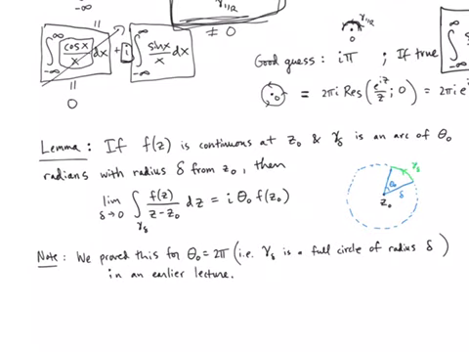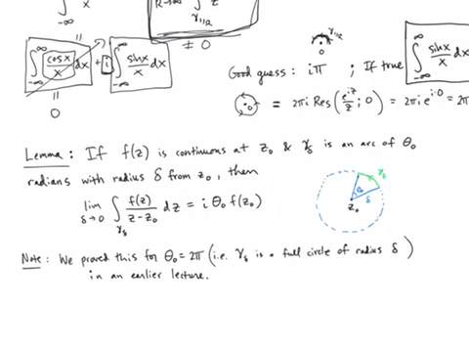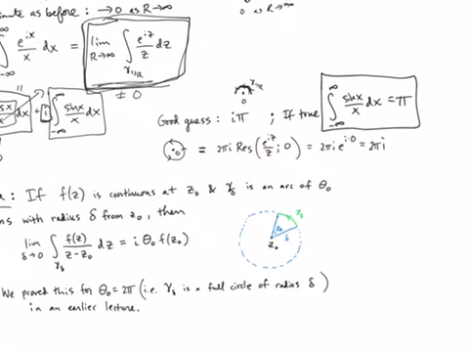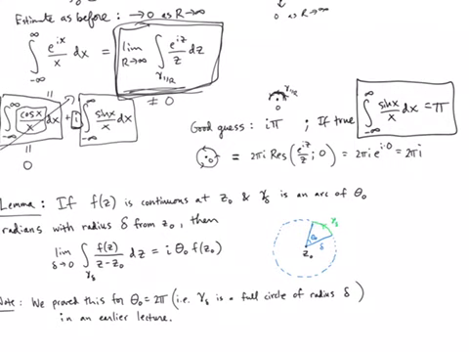And when theta naught is equal to 2 pi, we proved this earlier in the semester. So that's the case where you have a full circle of small radius, which is shrinking to z0. So we proved that earlier in the semester. And if we just apply this lemma up here, you see that r goes to infinity, that's equivalent to your 1 over r going to 0. So your 1 over r is your delta.